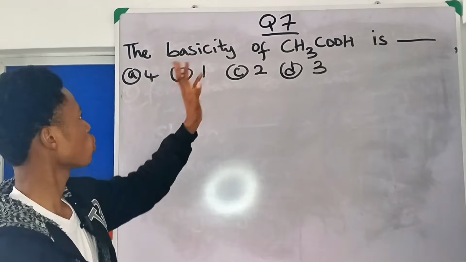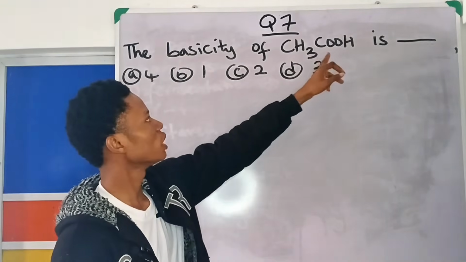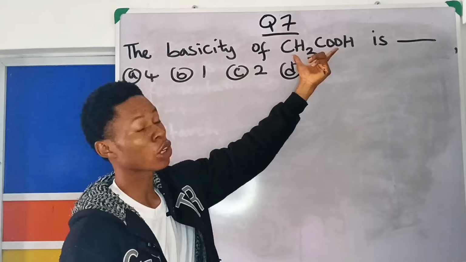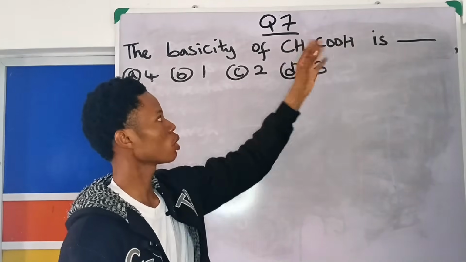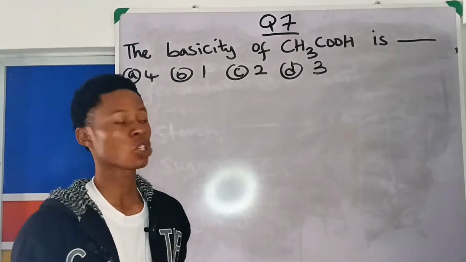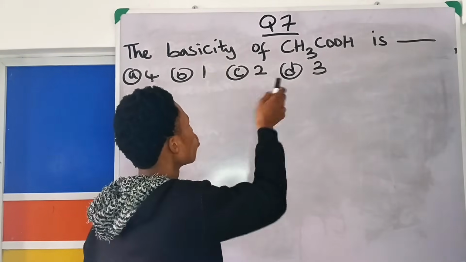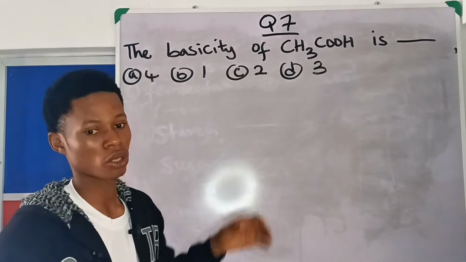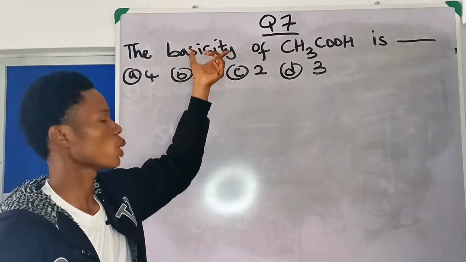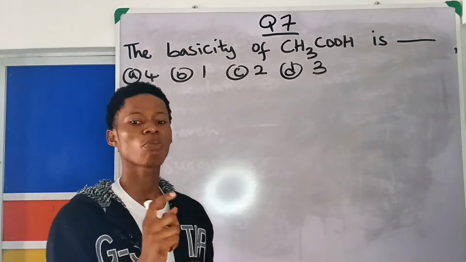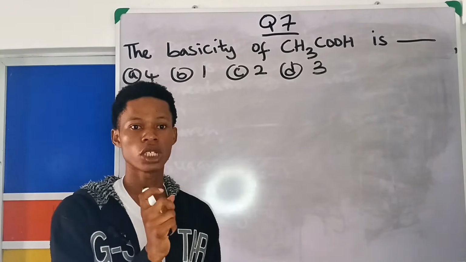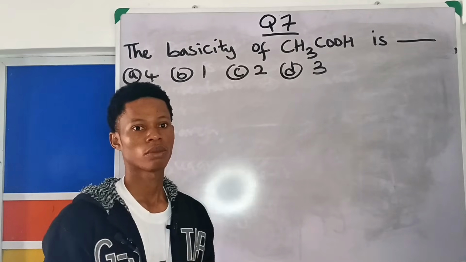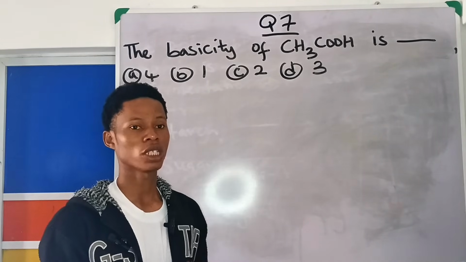All right, so question 7: the basicity of ethanoic acid is dash. What is the basicity? First of all, don't just guess. This is a bonus question. First of all, understand what basicity is. Basicity is the number of ionizable hydrogen in an acid. The number of ionizable hydrogen in an acid.